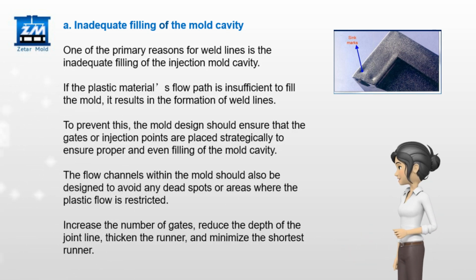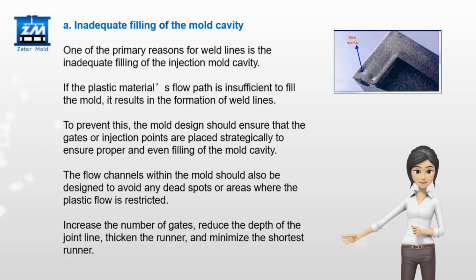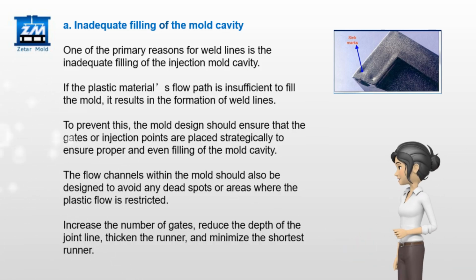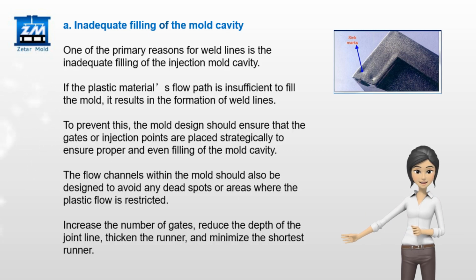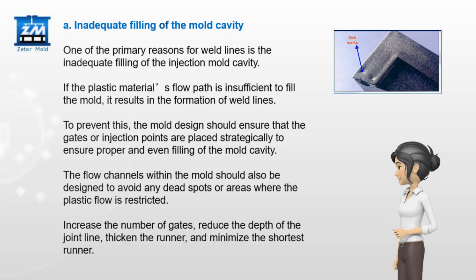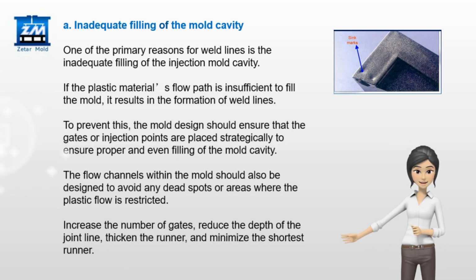The flow channels within the mold should also be designed to avoid any dead spots or areas where the plastic flow is restricted. Increase the number of gates, reduce the depth of the joint line, thicken the runner, and minimize the shortest runner.